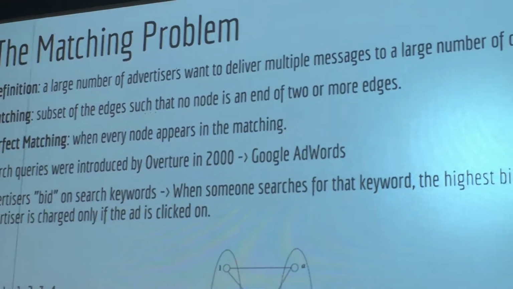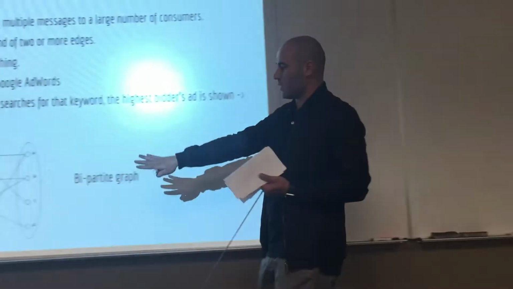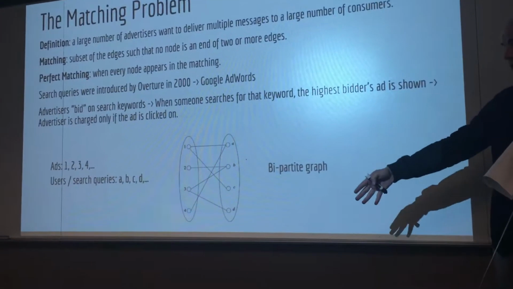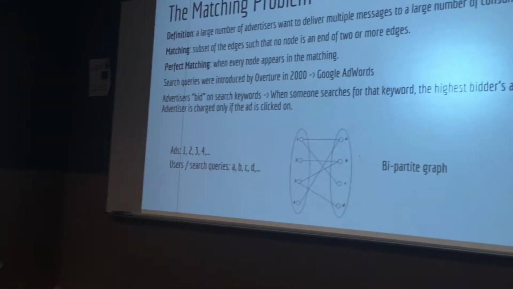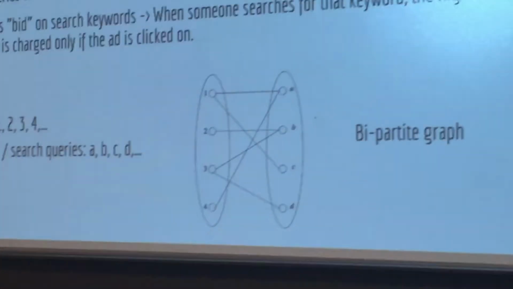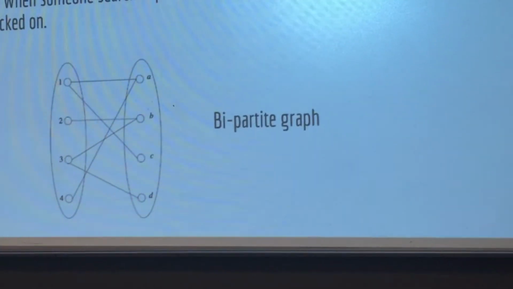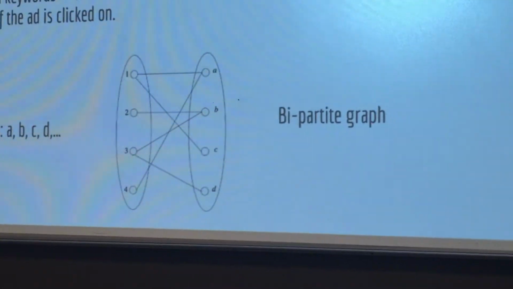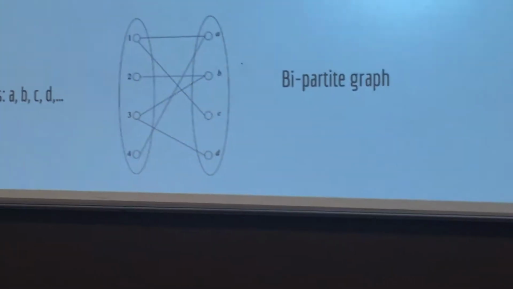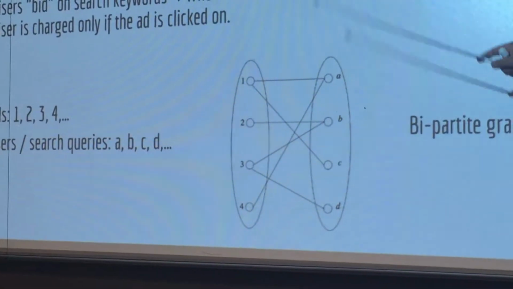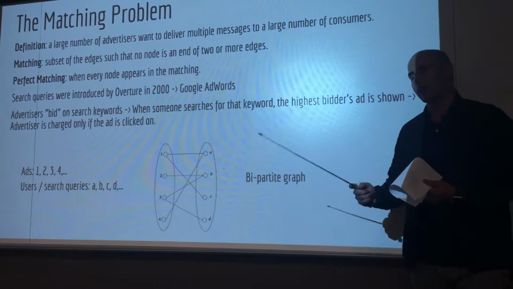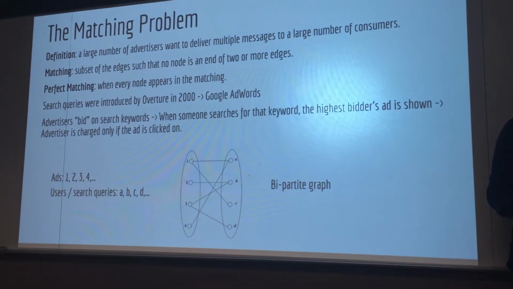And a perfect matching would be the case when every node appears in the matching. So let's see this. This is called a bipartite graph. On one end we have 1, 2, 3, 4. Imagine that could be Nike, Adidas, Reebok, and Under Armour, for example. And on the other end we have A, B, C, D, and that could be each person here in the class, for example. Four different people in the class. The companies are trying to advertise, and A, B, C, D would be people searching on the web.